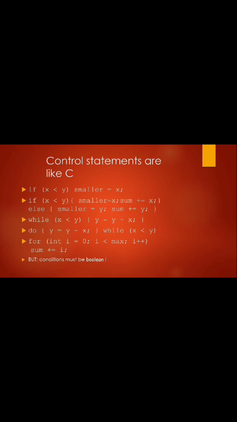If x less than y, smaller equals x, else smaller equals y. Sum plus equals x, sum plus equals y. While x less than y, open braces, y equals y minus x. Do y equals y minus x. For int i equals 0, i less than maximum, i plus plus, sum plus equals i. But there is one condition: it should be boolean.